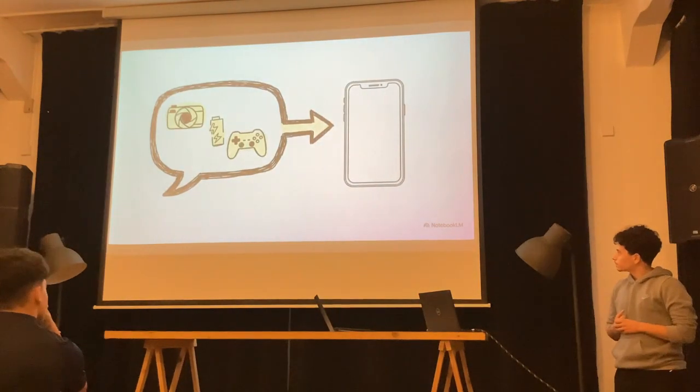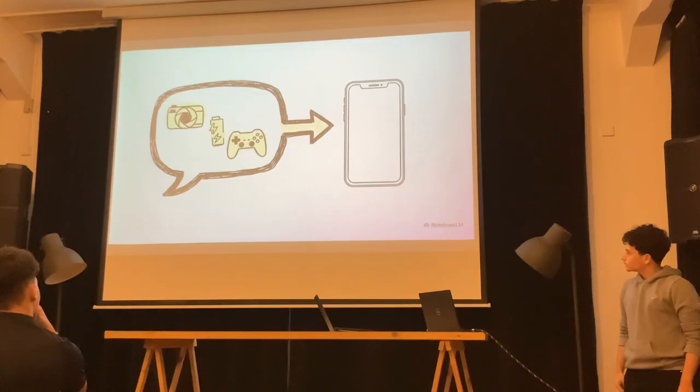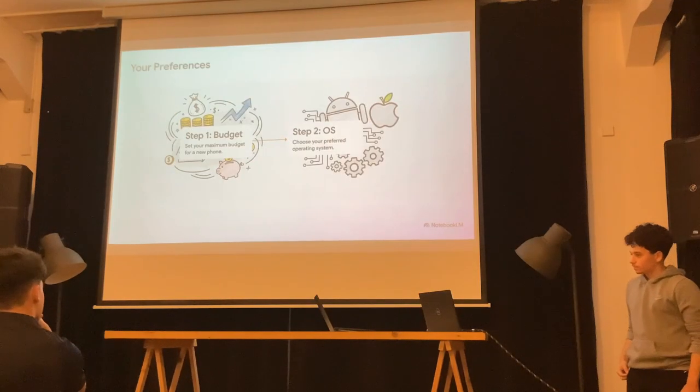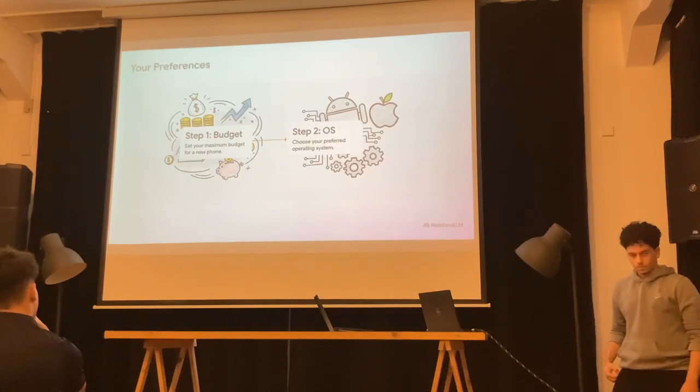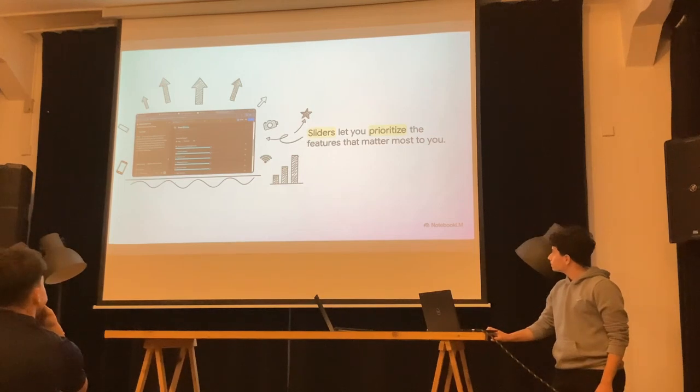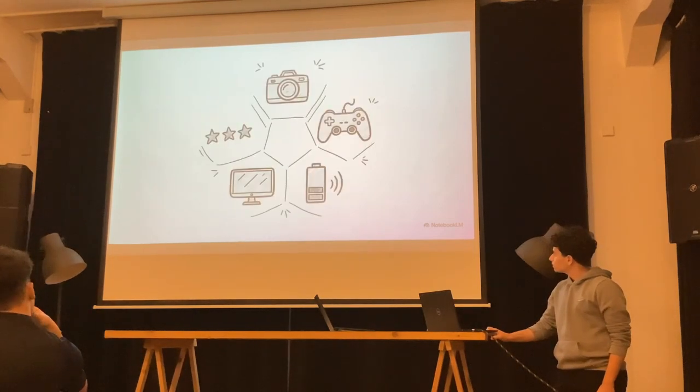All right, so how's it work? Well, it all starts with what you actually want in a phone. First up, you tell it your budget. Then you pick your team, Android or iOS. And this is the cool part. You use these sliders to rank the features you care about. So, need an amazing camera, or maybe pure gaming speed? You're totally in the driver's seat.